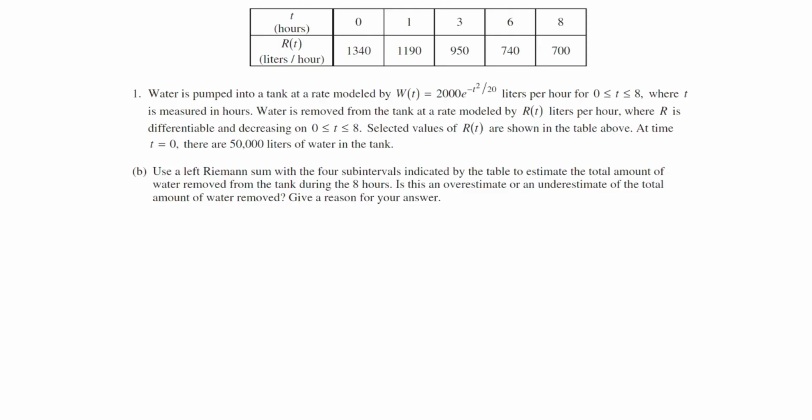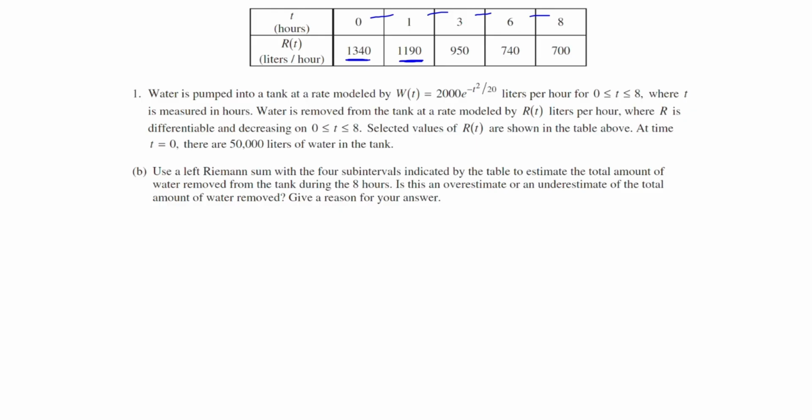In part B, it asks us to use a left Riemann sum with the 4 indicated subintervals from the table to estimate the total amount of water that's removed from the tank during the 8 hours. Since those are not equal subintervals, 0 to 1, 1 to 3, 3 to 6, and 6 to 8, we'll do this approximation by finding each trapezoid separately. So we're going to take the bases of each trapezoid, that's 1340 and 1190. Oh, it said a left Riemann sum.